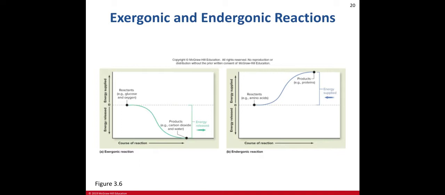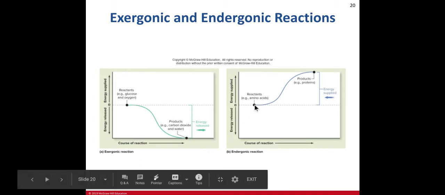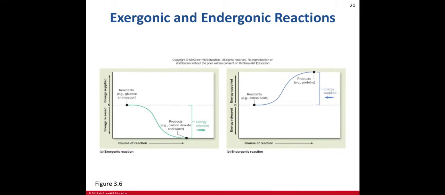The opposite is that endergonic reaction. Again, we'll start with energy of 0. Our reactants are the starting place. But then as we get to our products, we actually have to put energy into the reaction to make it happen. So we will see that we have a higher potential energy at the end of our reaction.